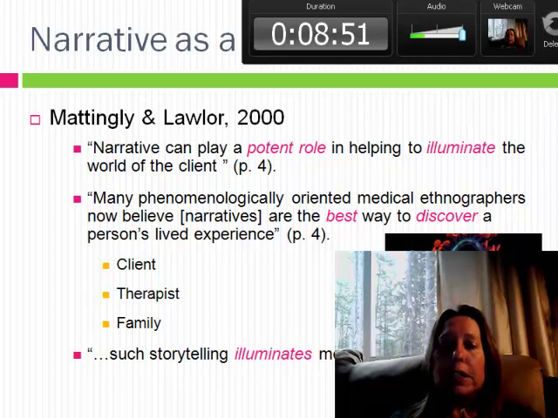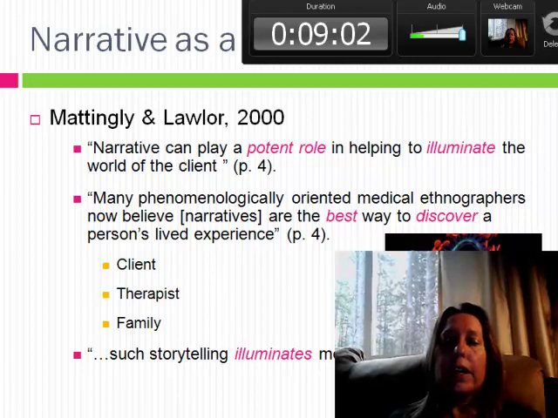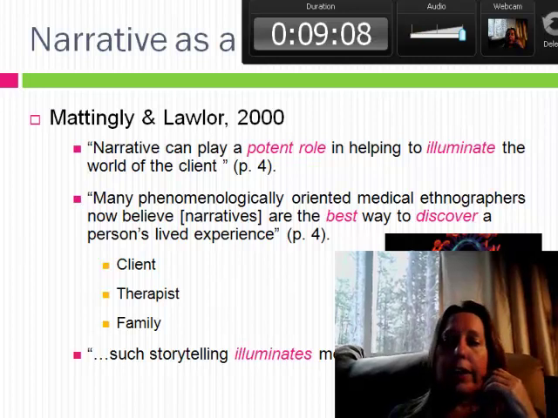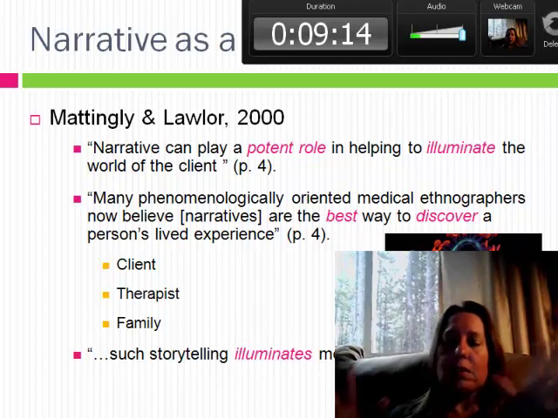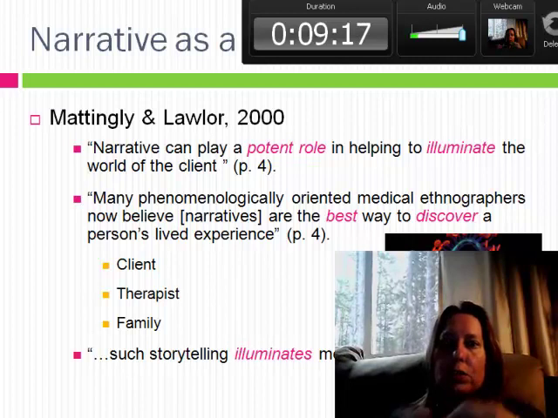And so this is where the client has a narrative, the therapist has a narrative, and the family has a narrative. And again, I see those as a transactional relationship. And then they also tell us such story illuminates meaning. There's that word illuminates again. And this picture that I found, to me, looks like a phosphorescent picture of DNA. So I thought, oh, that's perfect. It sort of illuminates the very essence of who we are.